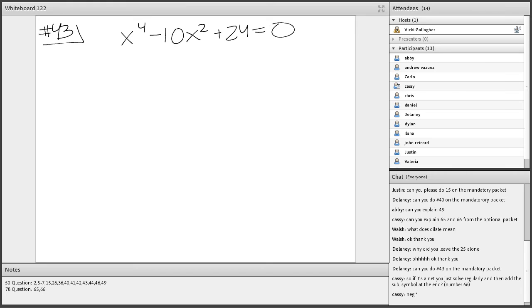Yes. If it's negative, just solve like regular and then stick the negative sign on the outside. If it's a square root, solve like regular and put an I on the outside. But if it's a cube root, just put a negative sign.